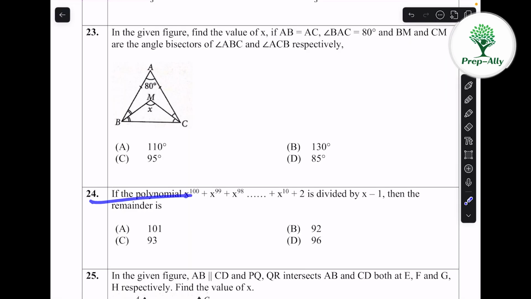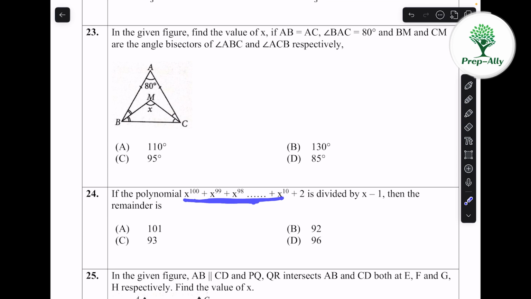Let's see how to solve this question. The question is: if the polynomial is divided by x minus 1, then the remainder is? For finding the remainder, in place of x I'll put 1. So now see here, 1 to the power 100 plus 1 to the power 99, like this. So it will be 1 plus 1 plus 1, like that, up till here, right?